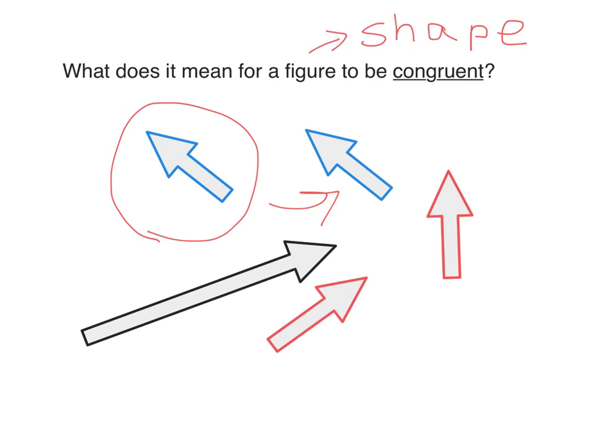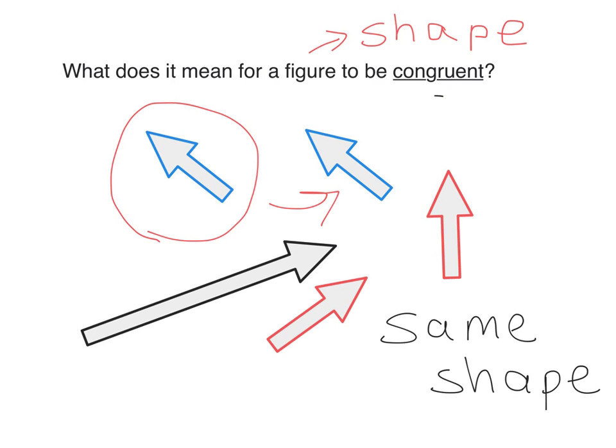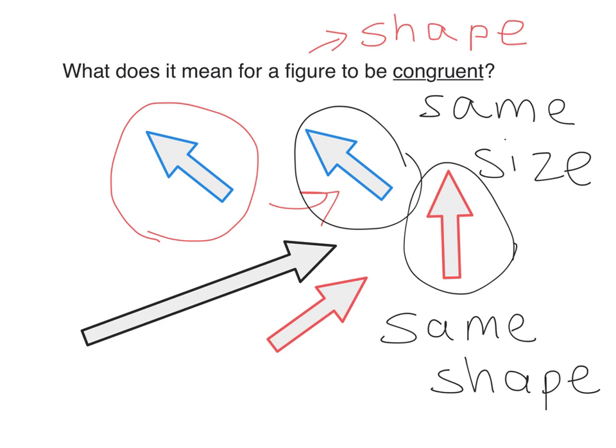So again, the arrow can be oriented or rotated or turned or flipped in any way as long as it holds the same shape, and as long as it is the same size, the arrows are congruent. So to review, these four arrows are congruent. This long one is not congruent.